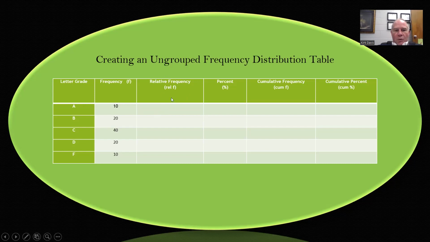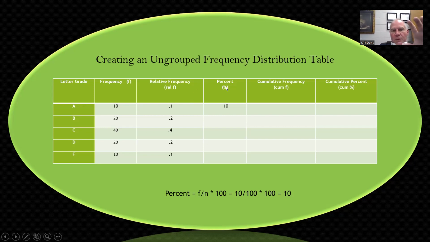Now, what is relative frequency? All you have to do is take your frequency and divide it by n. So this is 10 divided by 100, this is 20 divided by 100, this is 40 divided by 100, and so forth. I got 0.1 by taking 10 divided by my sample size of 100. I got 0.2 by taking 20 divided by 100, and 0.4 is 40 divided by 100. Then 20 divided by 100 again, and naturally 10 divided by 100 is 0.1. To get percent, all you have to do is take your relative frequency and multiply it by 100.